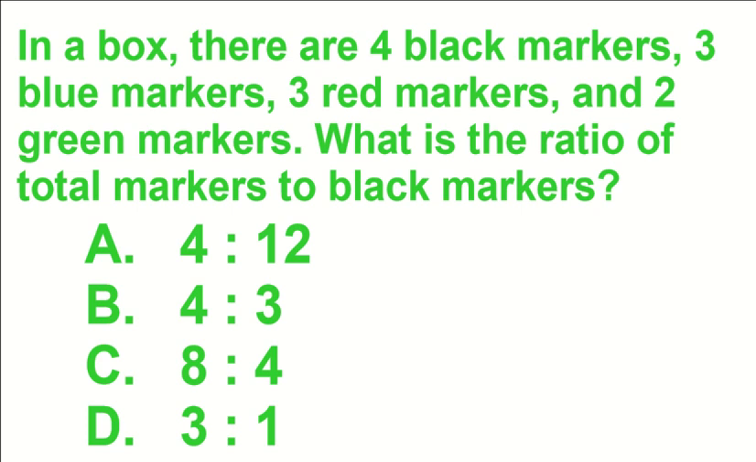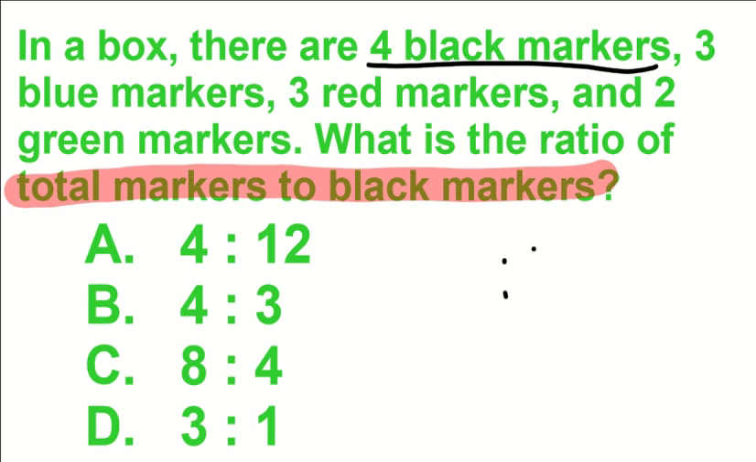So first thing, order matters. Total markers to black markers, okay? I saw a few of y'all trying to put the black marker number first, okay? The black markers is second. So we start off with 4 at the end. Total, we add those up. 4 black markers, 3 blue markers, 3 red markers, 2 green markers. That's 12 total markers. Okay? Everybody good with how I got that?